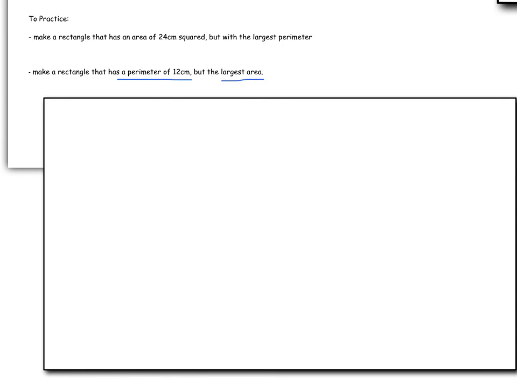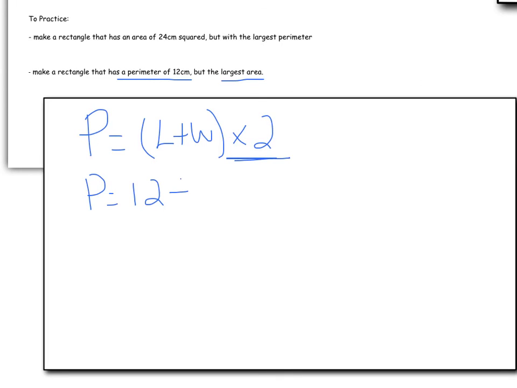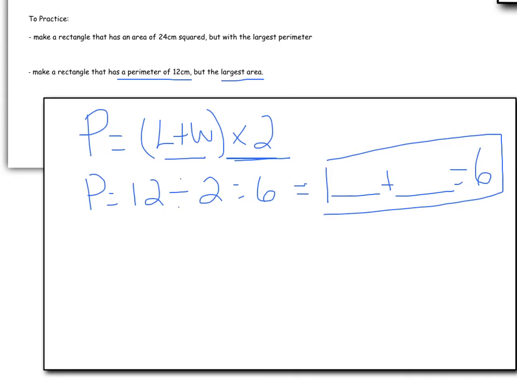Now we need to make a rectangle that has a perimeter of 12 and we want the largest area. Perimeter, again, remember, is length plus width times 2. So if my perimeter is 12, I have to do the opposite, divide by 2, to figure out what my length and width are. Divide by 2 is 6. So then I need something plus something that's going to equal 6.